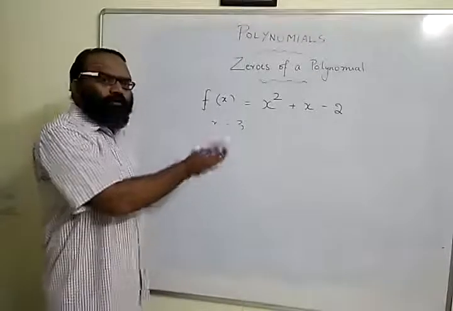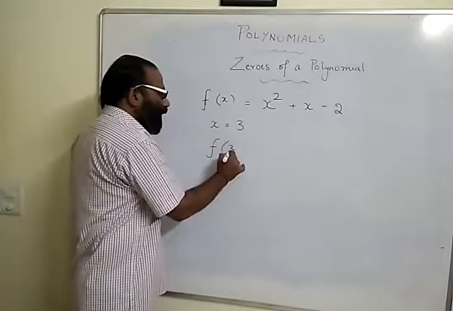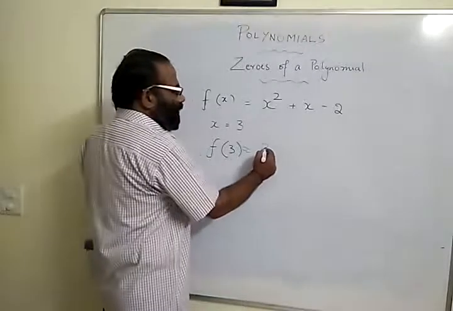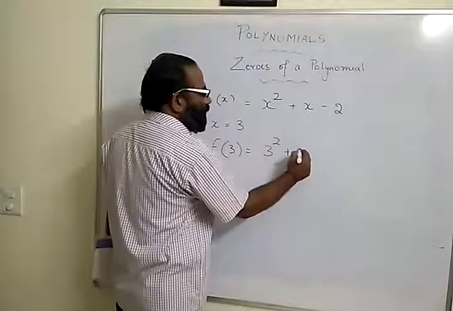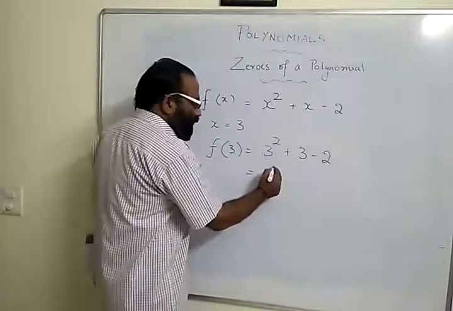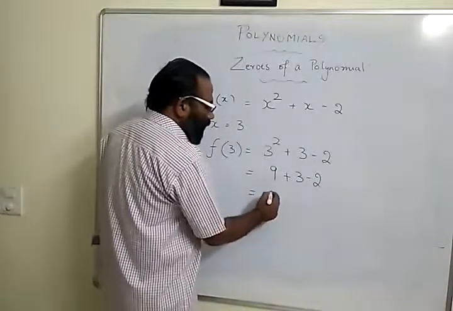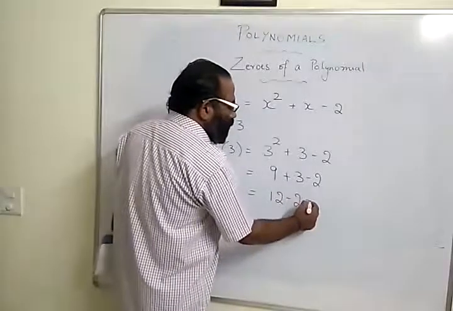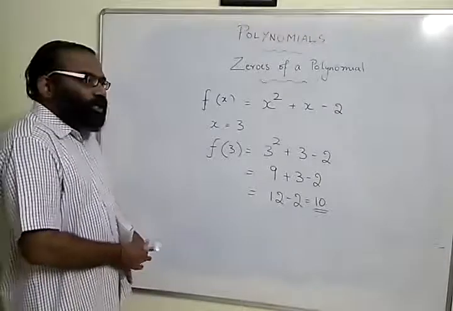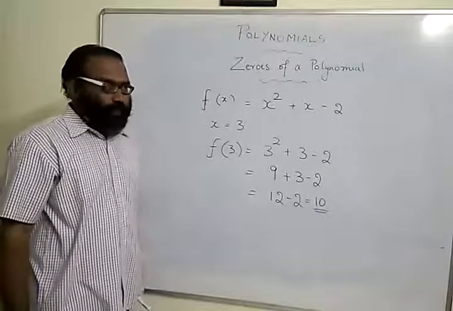So how do we do that? We just substitute. Instead of x, you would substitute 3, and say f of 3 equals 3 squared plus 3 minus 2. So the value would be 3 squared is 9, 9 plus 3 minus 2. So 9 plus 3 is 12, 12 minus 2 is 10. So the value of the polynomial when x is 3, we found it to be 10.